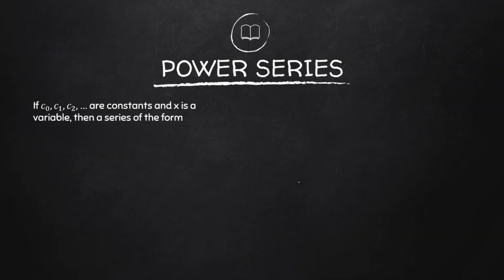Now that is an example of a power series. If c sub 0, c sub 1, and c sub 2 are constants, when you say constants, they are not changing, and x is a variable, then a series of the form summation of c sub k times x raised to k from k equals 0 up to positive infinity is equal to c sub 0 plus c sub 1 times x plus c sub 2 x raised to 2 and so on up to infinity. So bakit siya naging c sub 0? Because we are starting our k from 0 and x raised to 0. Any number you raise to 0 will be equal to 1. So 1 times c sub 0 is equal to c sub 0.